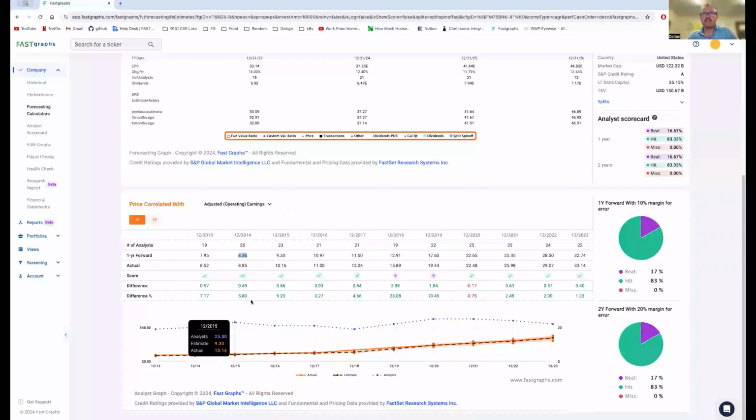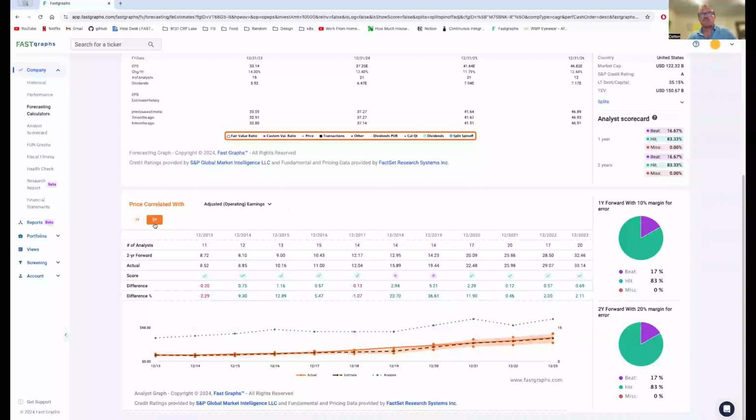We then give them a 10% margin of error. So this was a 5% difference, so we give it a hit, right? Whereas this is a 23% difference, so it was a beat. And then the analysts have never missed, essentially. So I can be really, really confident in these analysts.